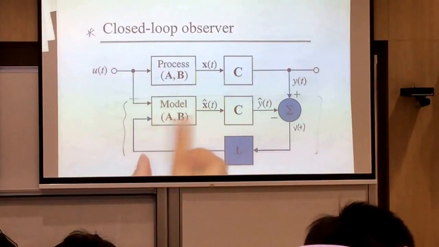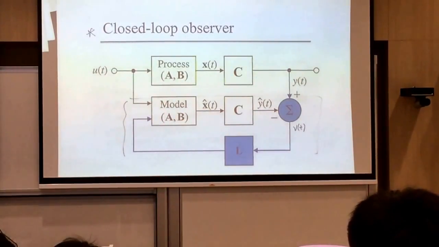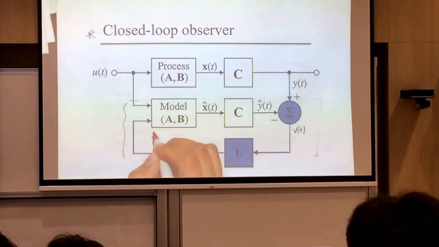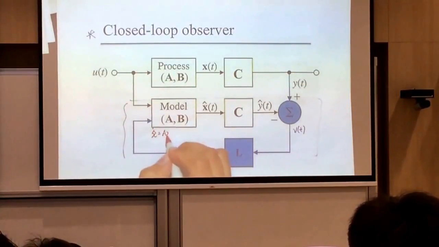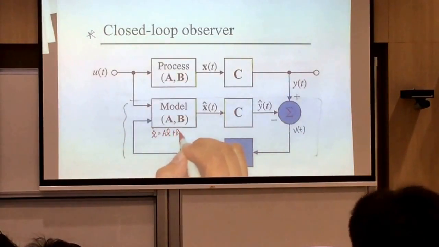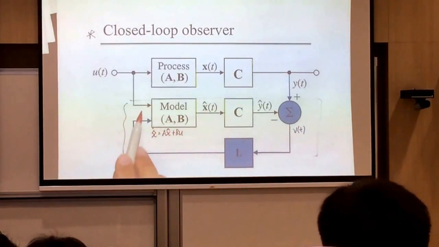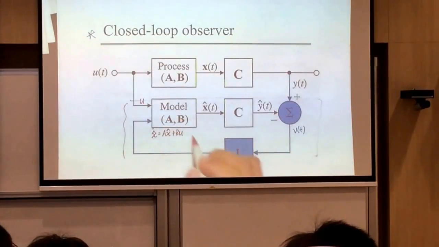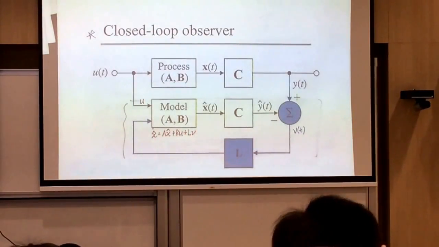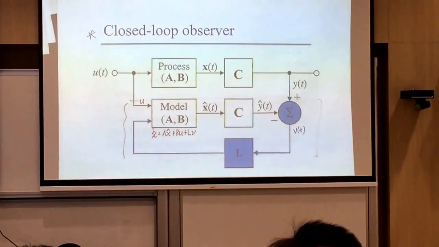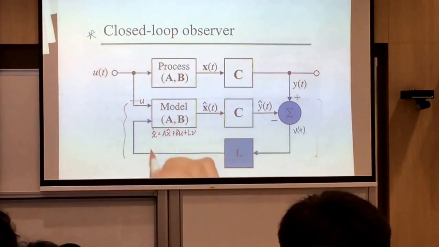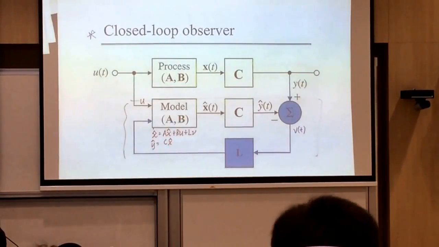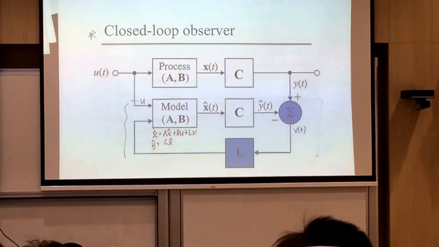So your model: X hat dot is supposed to be A X hat plus BU, because initially there was only one input U. Now there's an additional input, which is called L mu, or you want to call it B. Y hat is still C x hat.